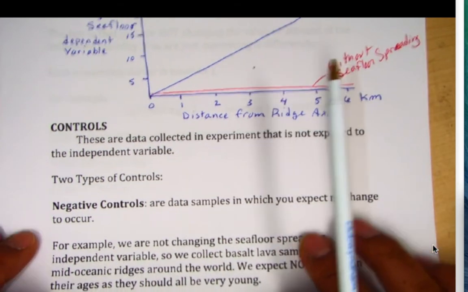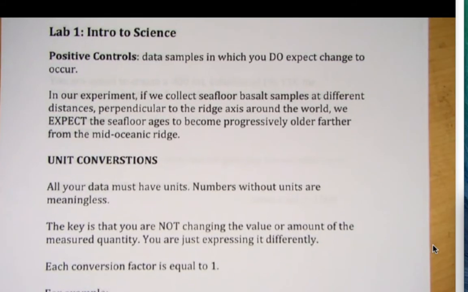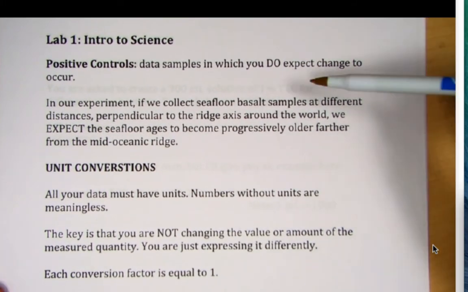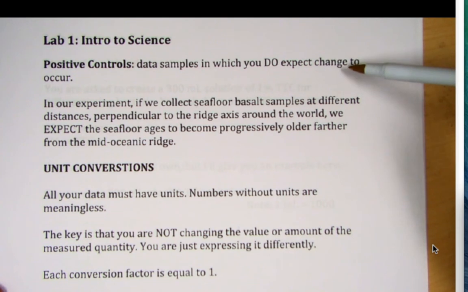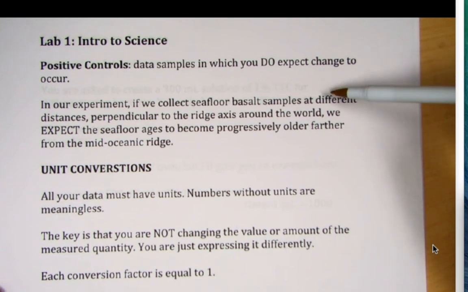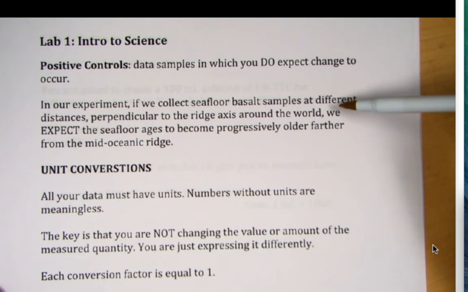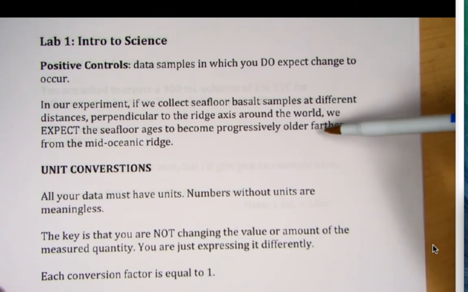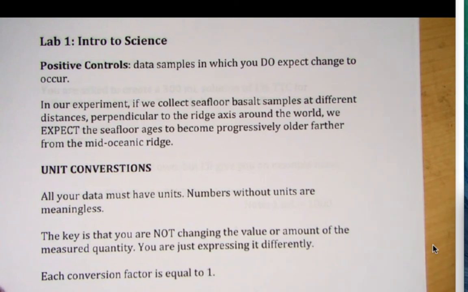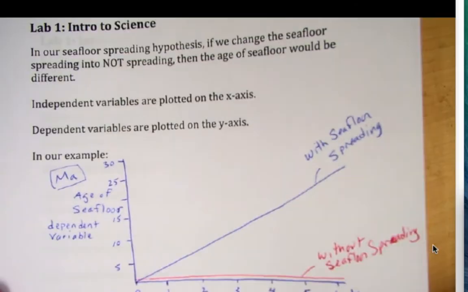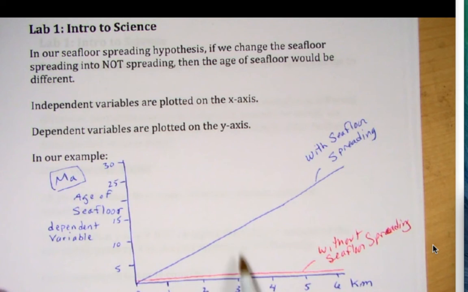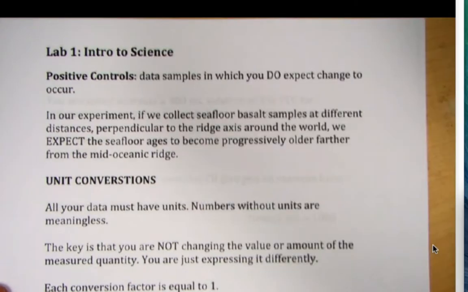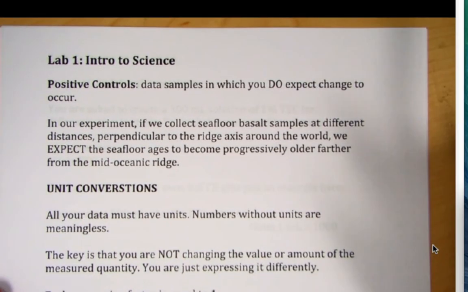However, if we look at a positive control, these are data samples in which we do expect change to occur. In our experiment, if we collect seafloor basalt samples at different distances perpendicular to the ridge axis around the world, we'd expect the seafloor ages to become progressively older farther from the mid-oceanic ridge. And so if we go back to our graph here, we would expect the seafloor to be older at different distances from the mid-oceanic ridge. Right? So that's an idea of the positive control.